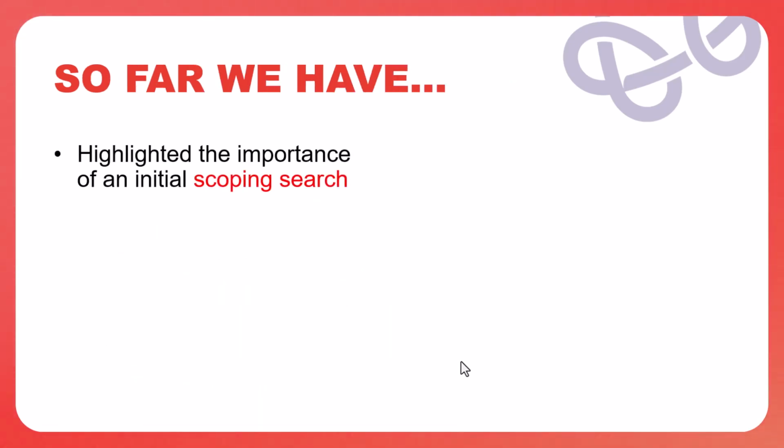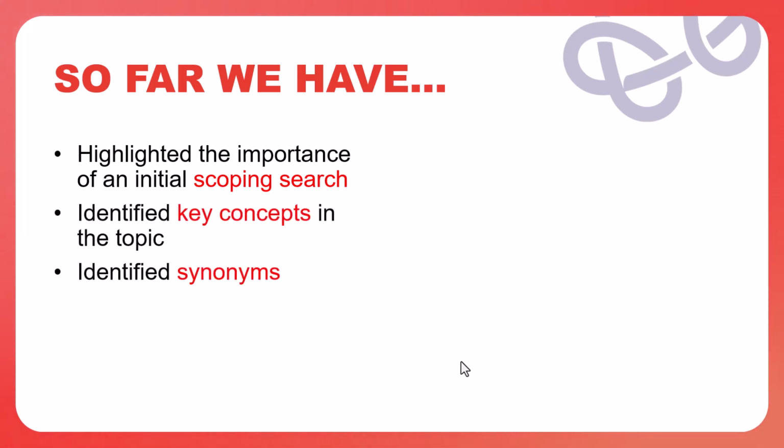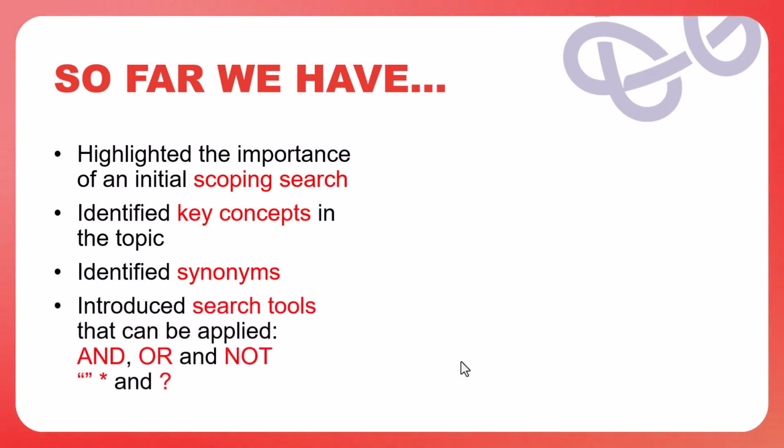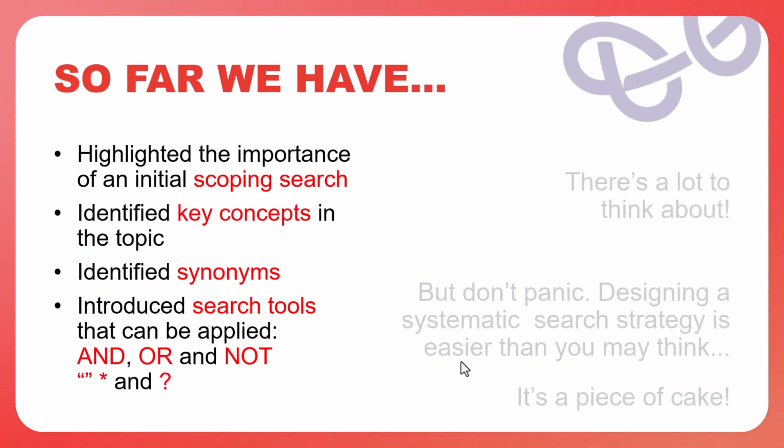So this is what we've done so far. We've highlighted the importance of that initial scoping search. We've identified key concepts. We've identified synonyms that relate to those key concepts. And we've introduced the concept of search tools: Boolean operators AND, OR, and NOT, speech marks, asterisk or truncation, and the wildcard, the question mark.